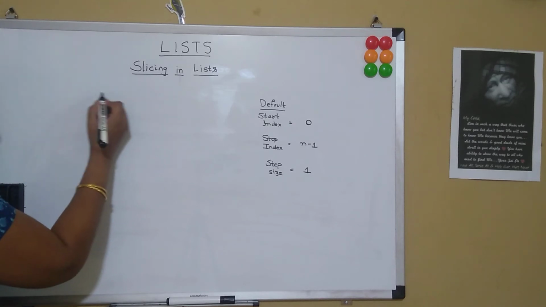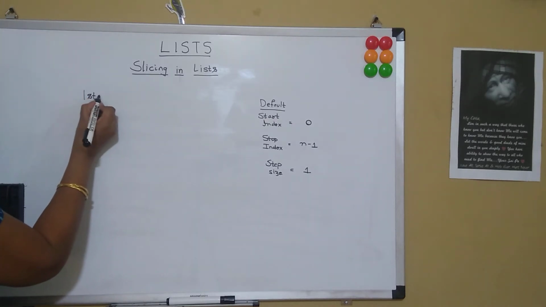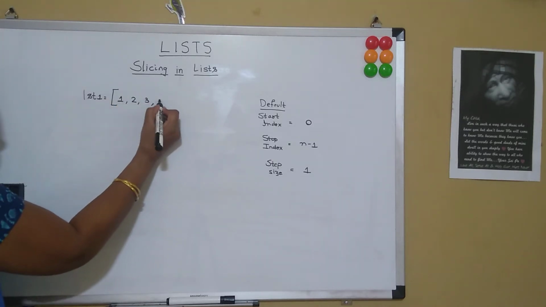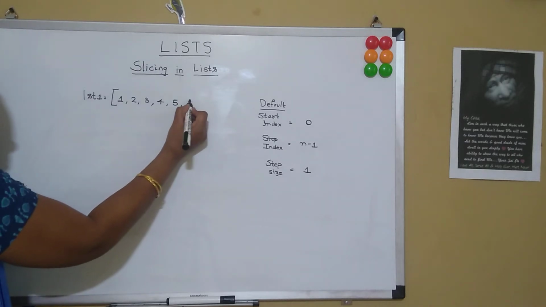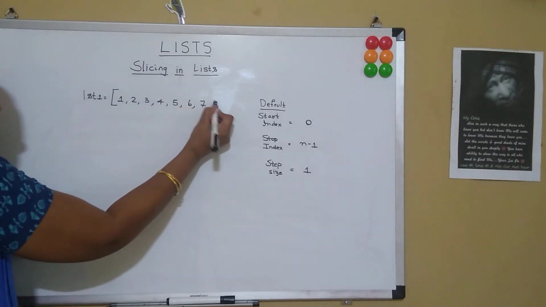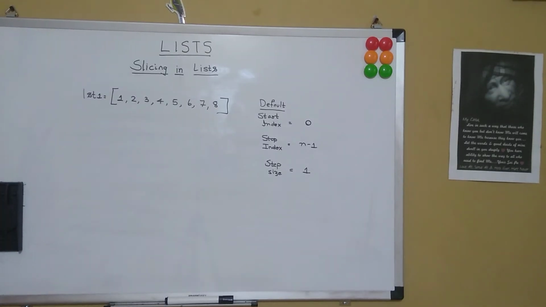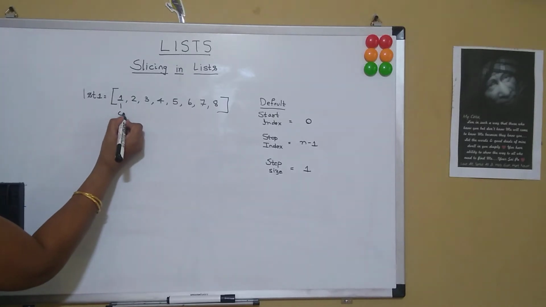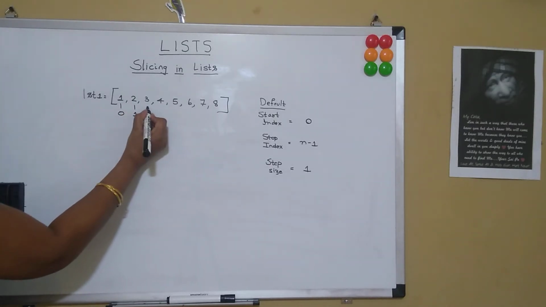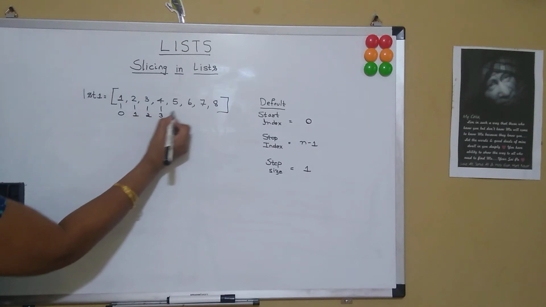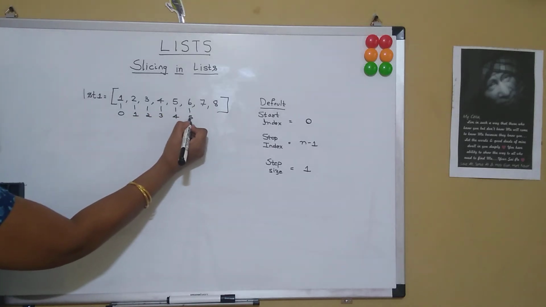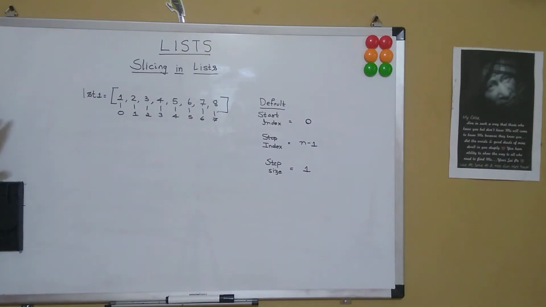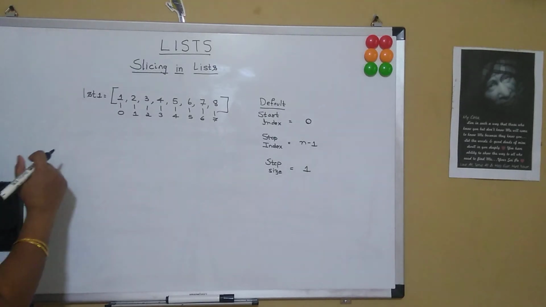Slicing in lists. So let's take one list called LST1, which is having 1, 2, 3, 4, 5, 6, 7, 8. So it is having the numbers from 1 to 8. So this will be at the 0th index, first index, second index, third index, fourth index, fifth index, sixth index and seventh index. Now let's see how the slicing can be performed.